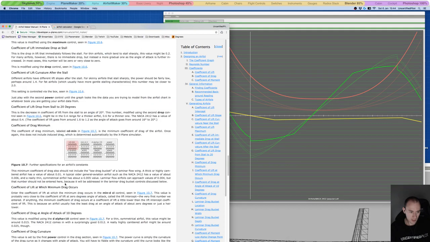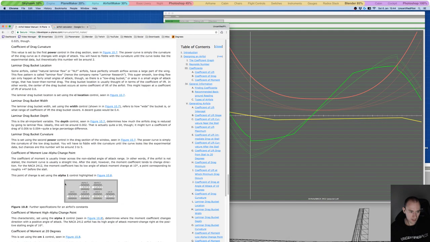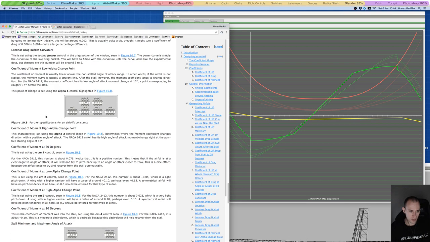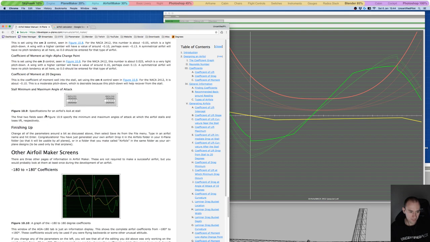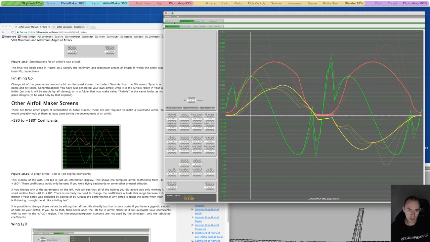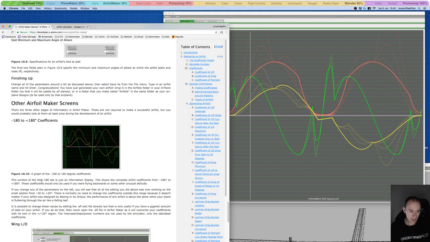Coefficient of lift drop. I think these are just very simple explanations of what all of these different numbers are. We might refer to them. There are 3 other pages of information in AirfoilMaker. These are not required to make a successful airfoil, but you would probably look at them at least once during the development of an airfoil. The plus 180 or minus 180 coefficients. That's that tab. This window of the angle of attack minus 180 tab is just an information display. This shows the complete airfoil coefficient from 180.